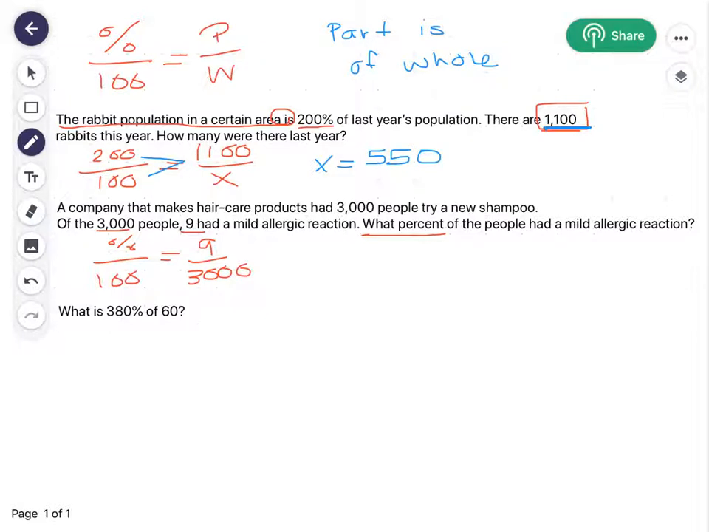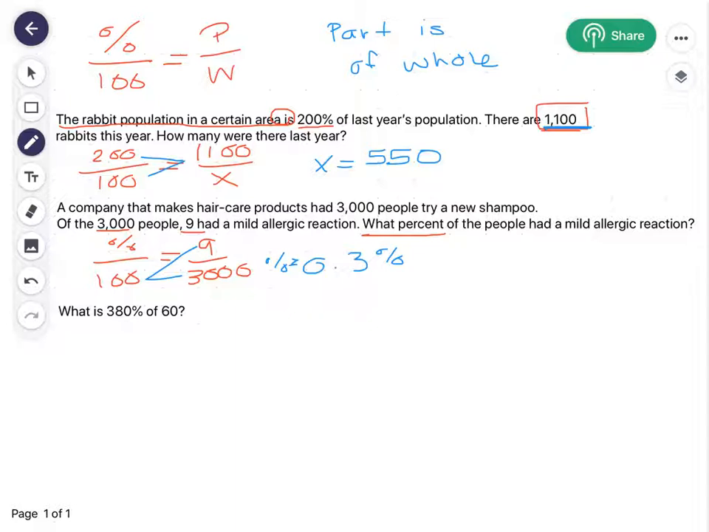Okay, so we're solving for percent this time, but we're still using the multiply and then divide. 9 times 100 is 900, divided by 3,000 equals 0.3%. Okay, so 0.3% of the people who tried the shampoo had a mild allergic reaction. If I was looking to buy this shampoo, I wouldn't be scared off by that statistic.